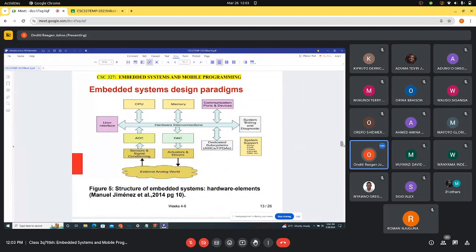There's the user interface. There's the interconnect of the hardware between the CPUs, the memory, and the ports. We have the analog digital converters, digital analog converters coming down here. Why do you think we need these converters? Why do you think they are very important in an embedded system? Anyone who would be able to answer that? Why do we need the analog digital converters? Can anyone take a guess?